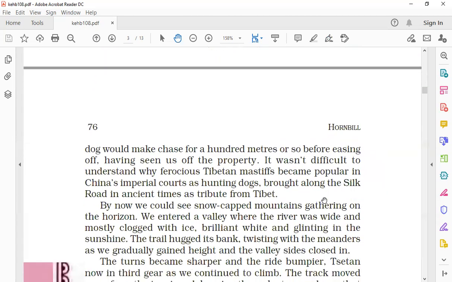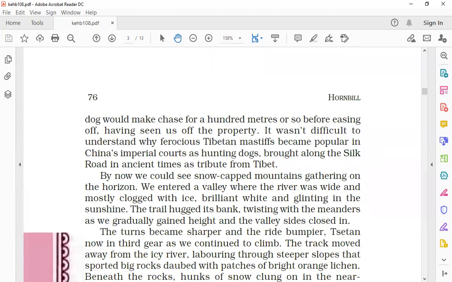The dog would make chase for 100 meters or so before easing off, having seen us off the property. So author kya kehte hain, the dogs, they ran after their vehicle for 100 meters more, and then they stopped there to watch the author go away, crossing their periphery. Unki jo property ka, unka jo ilaka tha, when their car crossed their area, they stopped there and they kept on looking at them.